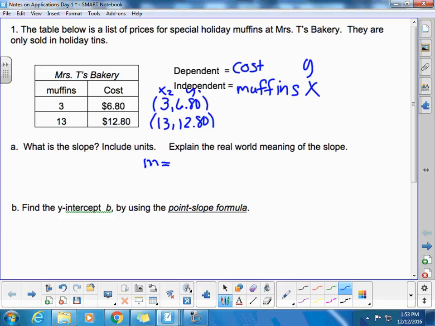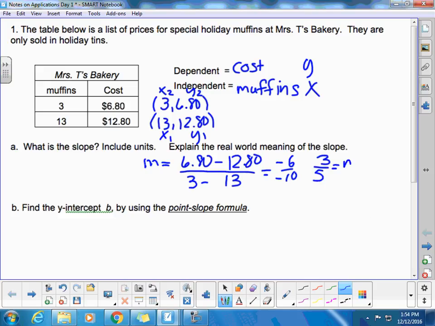x2, y2, x1, y1. We have y2 minus y1, 680 minus 1280, over x2 minus x1, since we started with the 2's, we have to start with the 2's again. And this ends up being -6 over -10, which can be reduced to 3/5. So 3/5 is our slope.